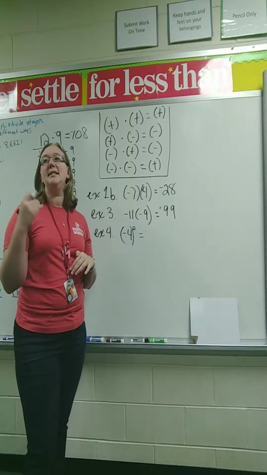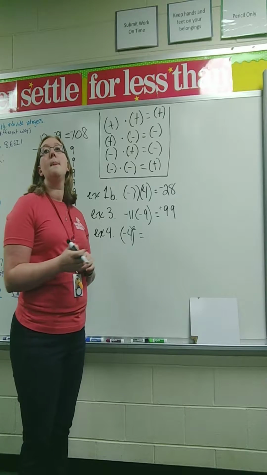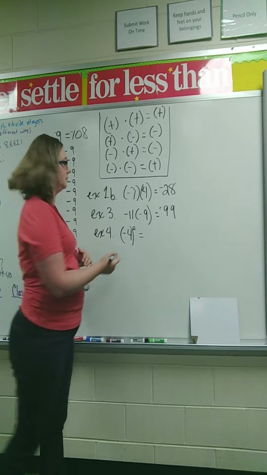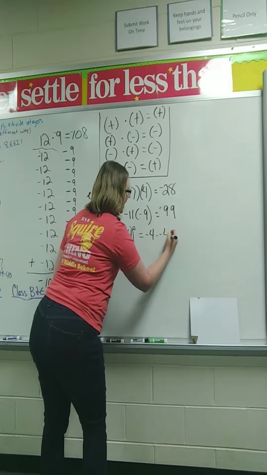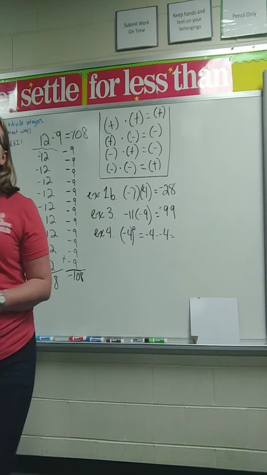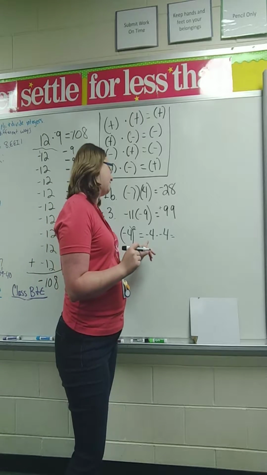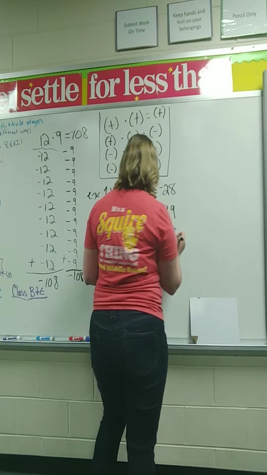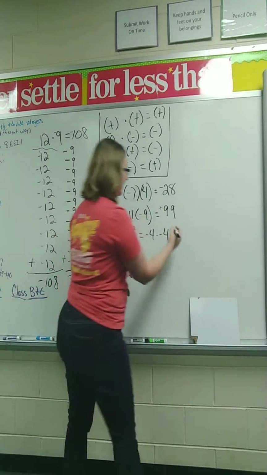If I have something to the second power, what does that mean? I multiply it twice. So how can I rewrite this without using an exponent? Negative 4 times negative 4. There we go. Again, we have to remember the negative sign. If I have a negative times a negative, my answer will be positive. 4 times 4 is? 16.